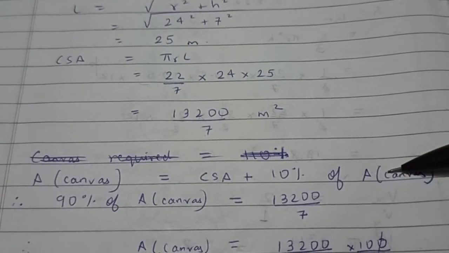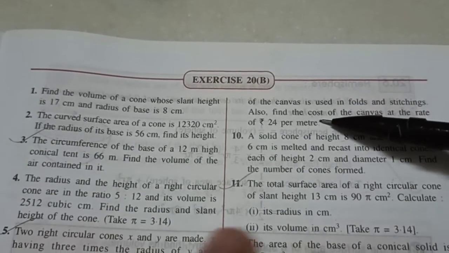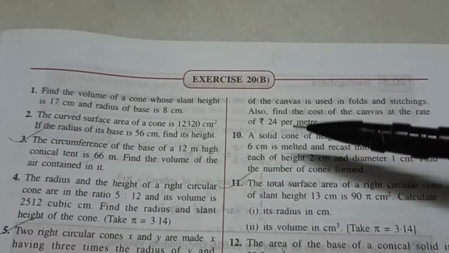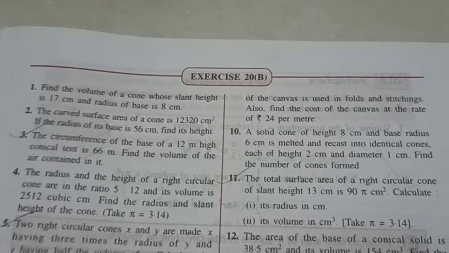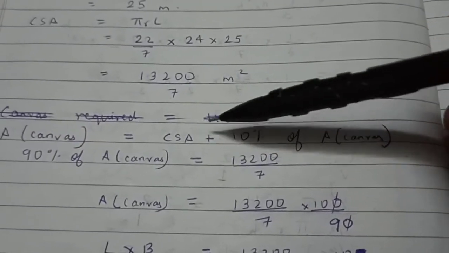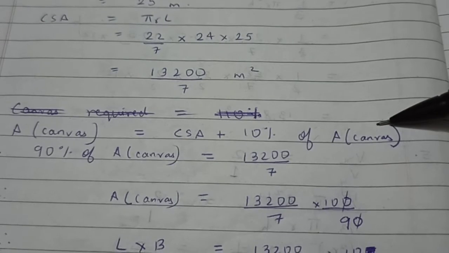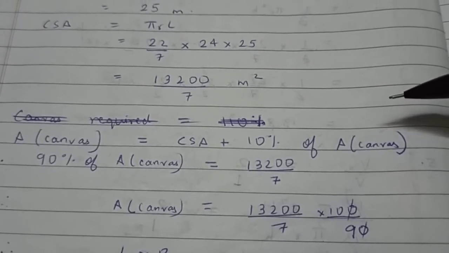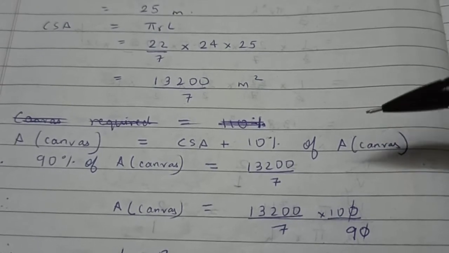Sometimes in the question they don't say 10% of the canvas is used. They might say that the 10% of the curved surface area is used. So in that case the formula will be CSA plus 10% of CSA. These things make a difference. In one of the solved examples, both the cases have been solved.